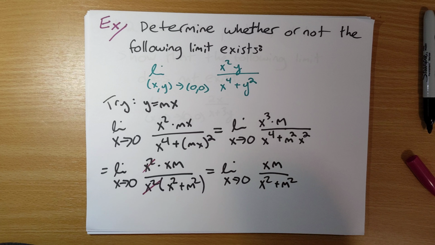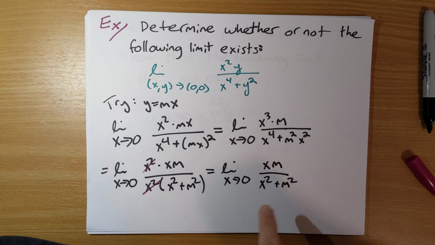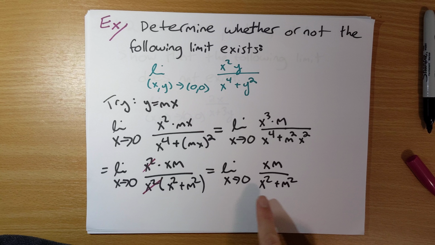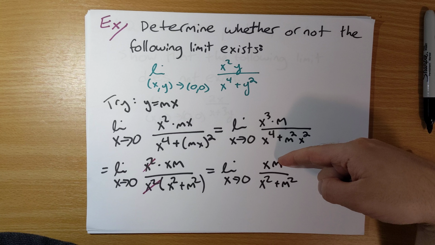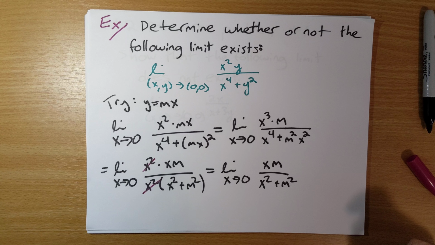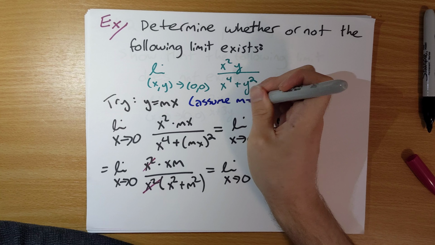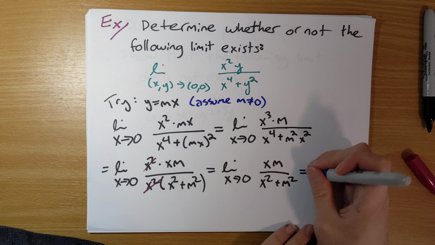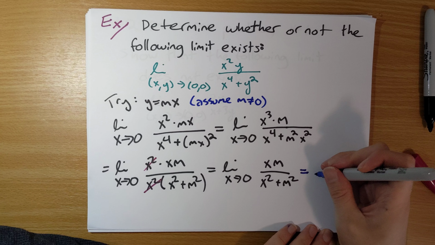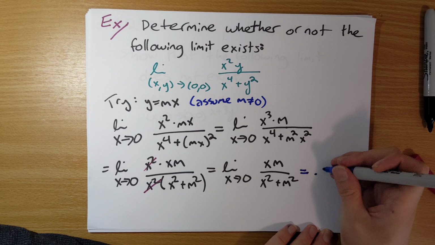So let's think about this. Again, m is any real number. What we get here, we plug in x is equal to 0. The numerator is 0. The denominator is going to be m squared. So let's just assume here that m is not equal to 0. We're going to end up with this limit being 0.